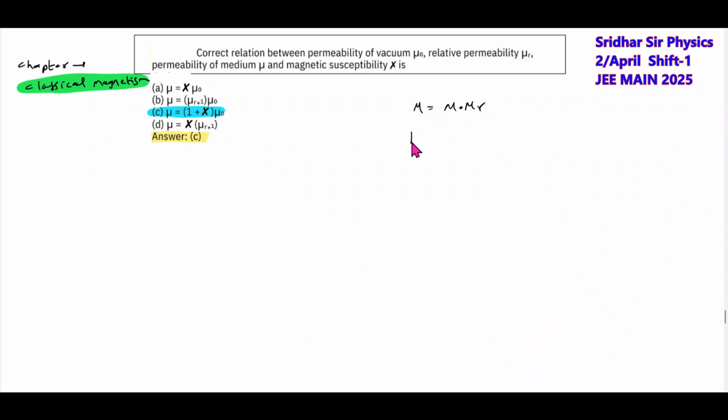So when you substitute this, (1 plus chi) into mu naught equal to mu naught into mu r. So therefore 1 plus chi equal to mu r. Like this, the relationship between the relative permeability and susceptibility is this one. There's the equation. I think this is also a simple theoretical one, just formula based.